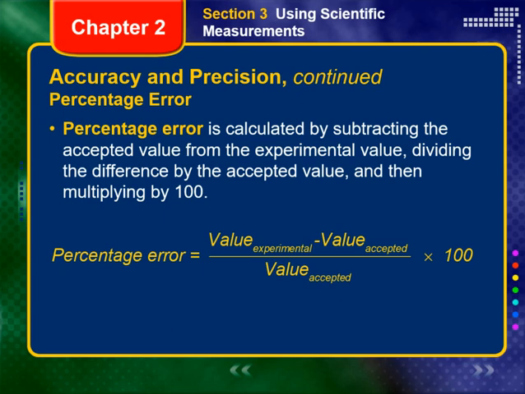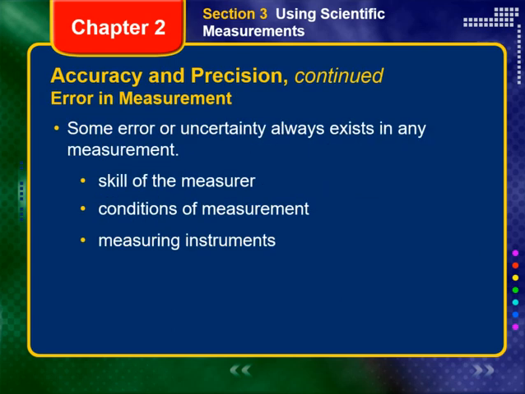Percent error is calculated by subtracting the experimental value from the accepted value, dividing the difference by the accepted value, and then multiplying by 100. Percent error has a positive value if the accepted value is greater than the experimental value. It has a negative value if the accepted value is less than the experimental value.